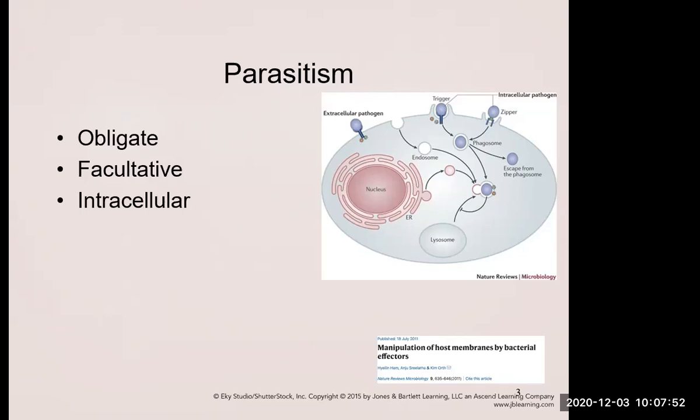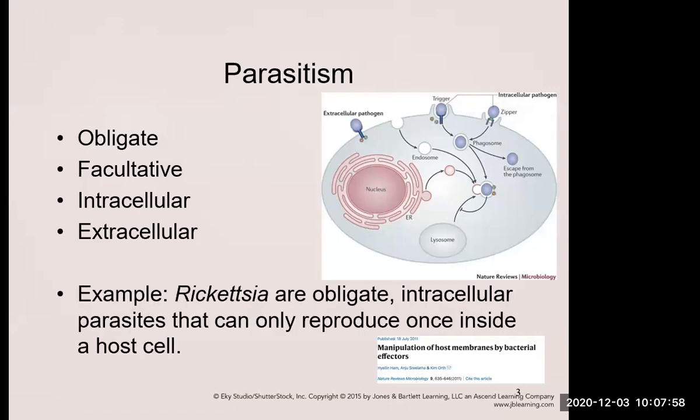Intracellular means within a cell, and extracellular means outside of a cell. So an example from the textbook, they say that Rickettsia is an obligate intracellular parasite. That means that it can only reproduce within another cell. It can survive in the environment, but it won't reproduce unless it's in another cell.